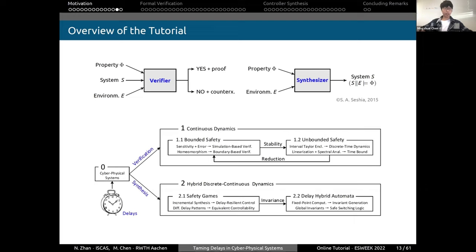Well, and hello everyone, I'm Mingshuai Chen. I will take over the screen and walk you through the rest part of the tutorial, actually the second part. But for that, I hope Naijun has already convinced you that time delays are often a killer factor in the design and verification synthesis of cyberphysical systems.